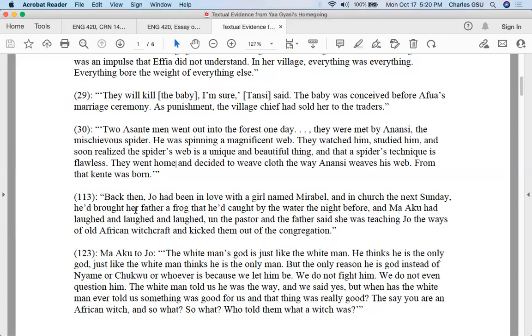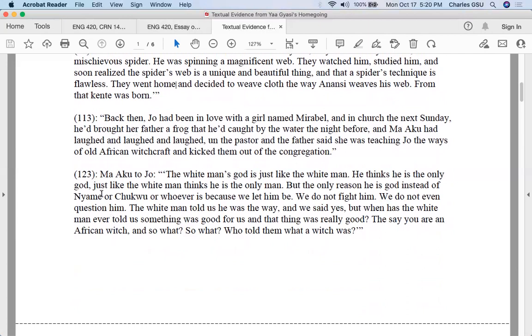Excuse me. So a little bit later in the novel, this is Ma Aku to Joe. Joe is a male. And don't be thrown by some of the characters' names. Like Willie is actually the name of a female, we learn later. But this is Ma Aku, who's basically his mother, to her son.